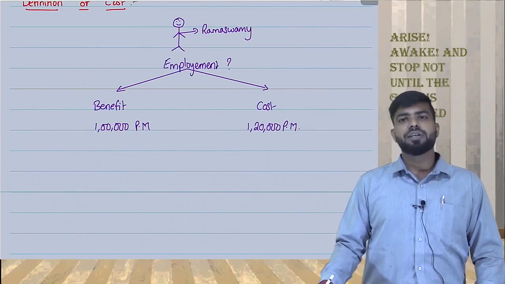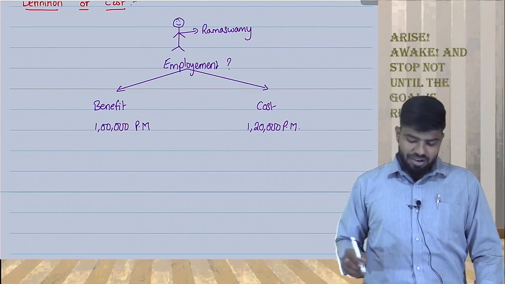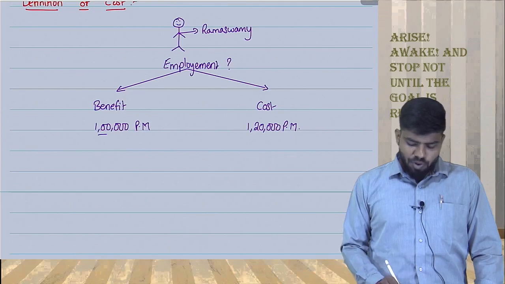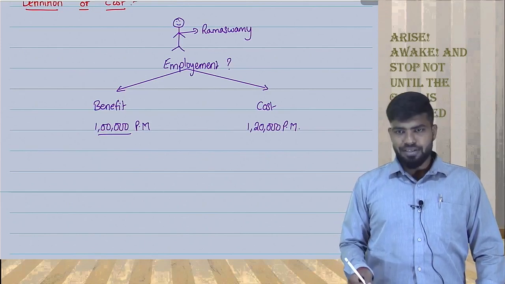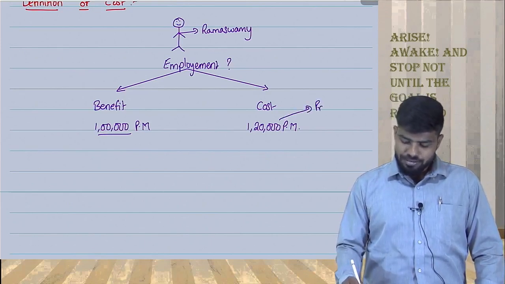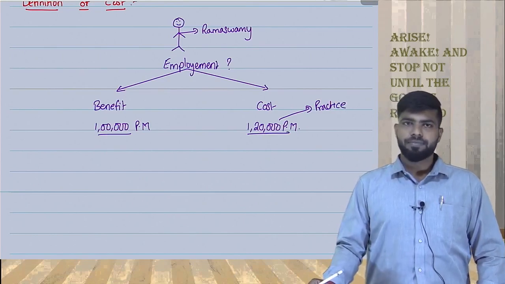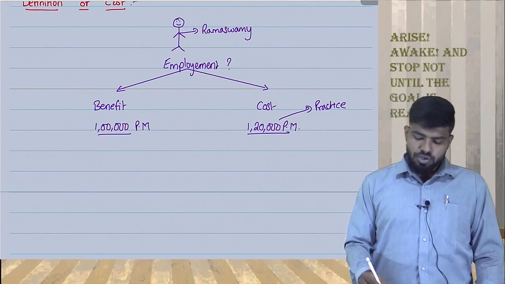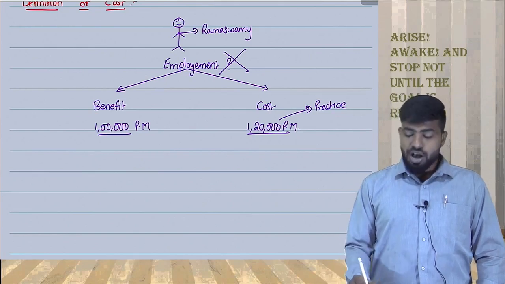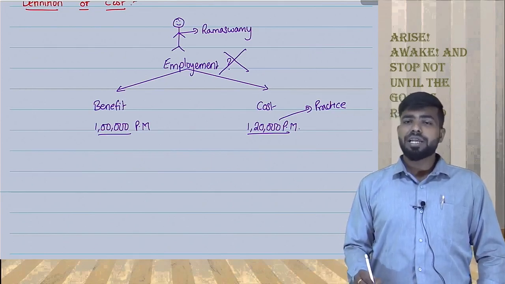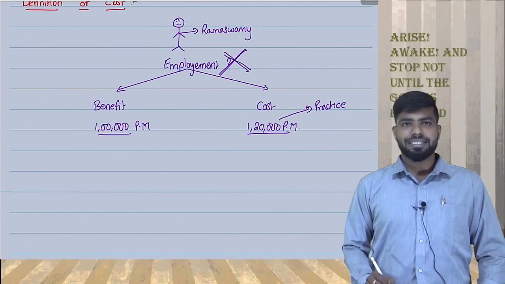Absolutely, you should go for the practice, not for the employment. Why? Because by going to employment, he is getting only 1 lakh rupees. If you go for the practice, he is going to get 1,20,000 per month. So the decision is he should not go for the employment. Why should he not go for the employment? Benefit is 1 lakh rupees, cost is 1,20,000 rupees. Why are we telling him not to go for the employment? Because benefit is less.